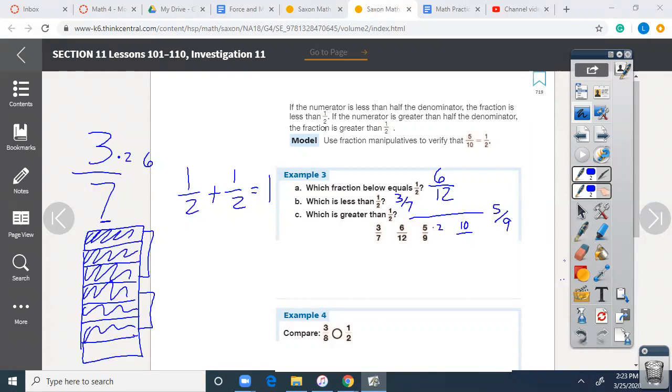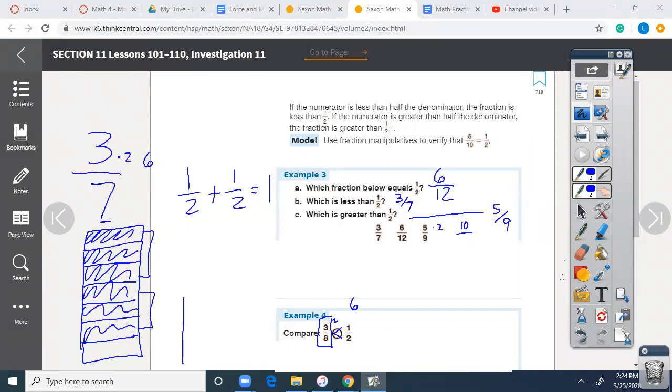We are going to do 3 times 2. 3 times 2 is 6. Is 6 bigger than 8 or smaller? Or is it the same as 8? Or is it smaller than 8 or bigger than 8? It is smaller. 6 is smaller than 8, which means 3/8 is smaller than 1/2, which means 1/2 is bigger.